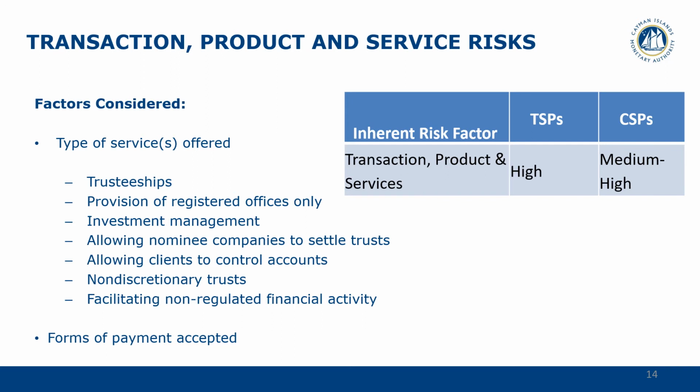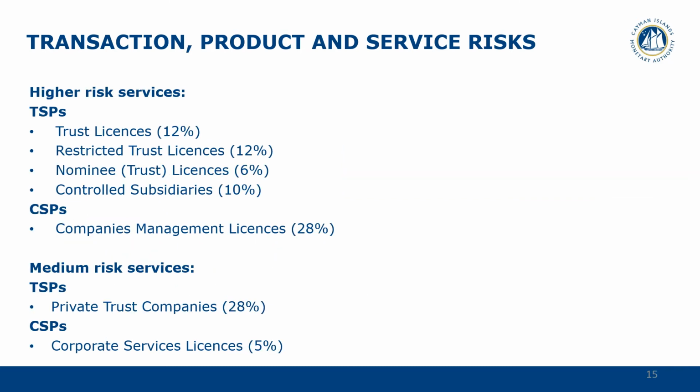We also looked at the forms of payment accepted. And the conclusion was that TSPs were at high risk for transaction, products and services, and CSPs at medium-high. Looking more closely at the transaction, product and service risk, we can see that there are a number of higher risk services connected with TSPs. These include trust licenses, restricted trust licenses, nominee trust licenses, and controlled subsidiaries.